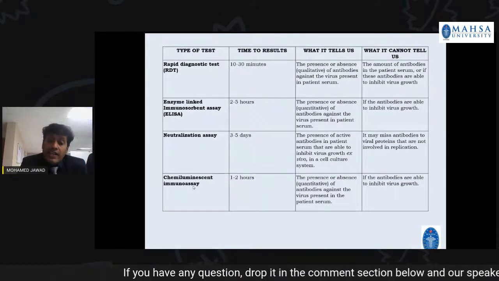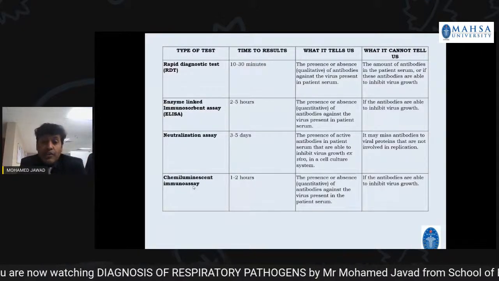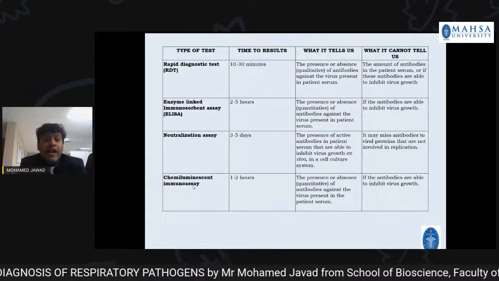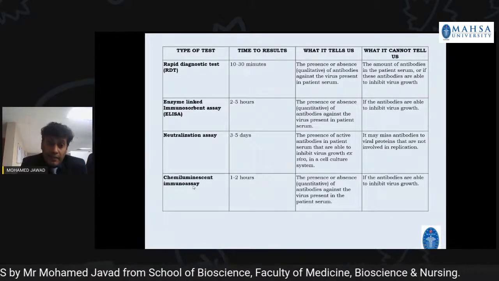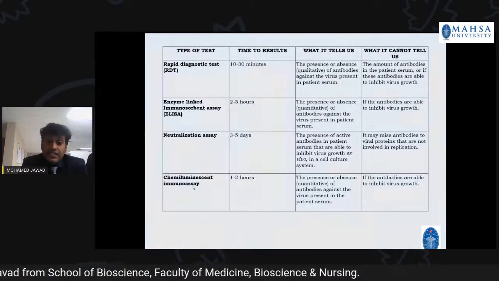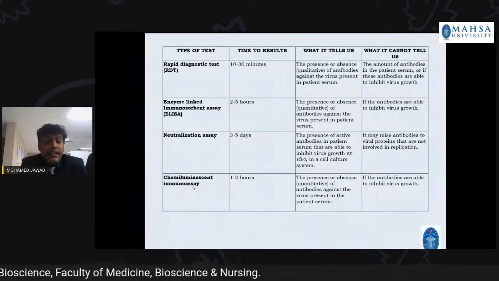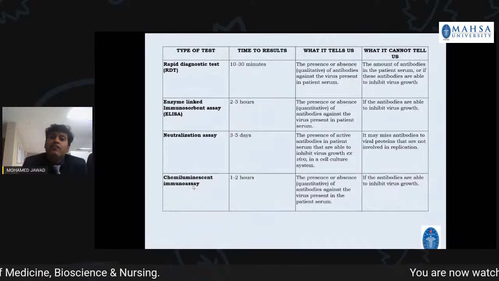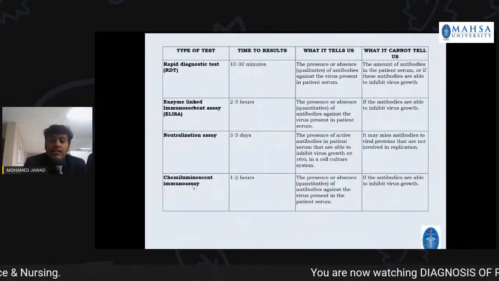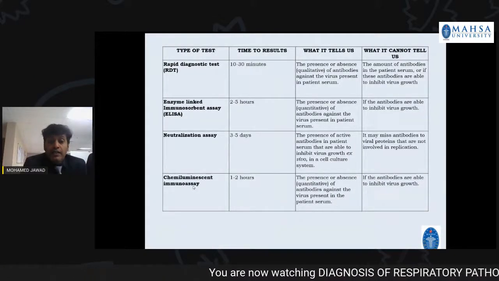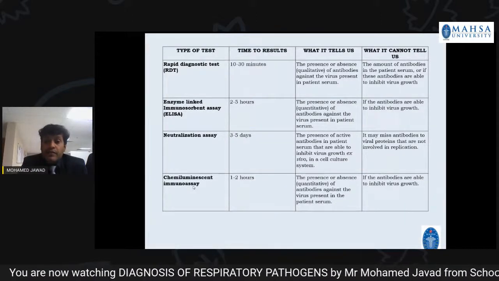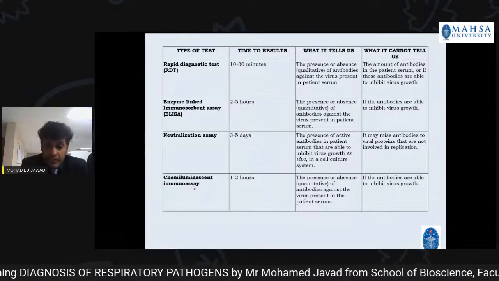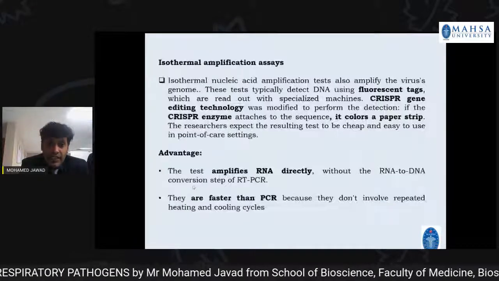Then there is the neutralization assay. That detects the presence of active antibodies in the patient serum, with a result time of 3 to 5 days. And the chemiluminescence is the faster method; within 1 to 2 hours we can get results. It's a quantitative method. We can get the presence or absence of the antibodies. So these are the important tests for COVID-19.